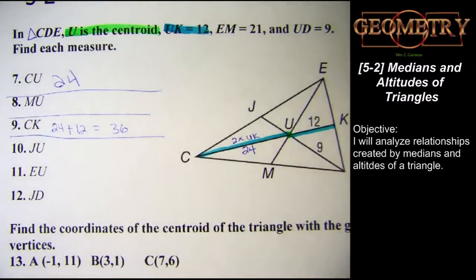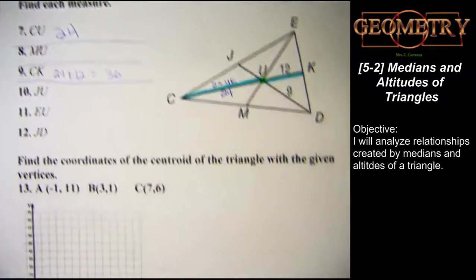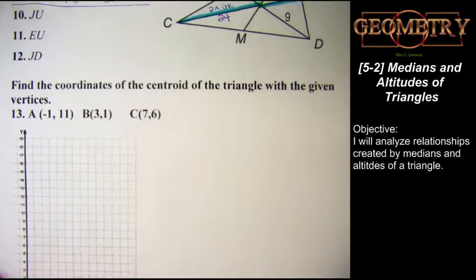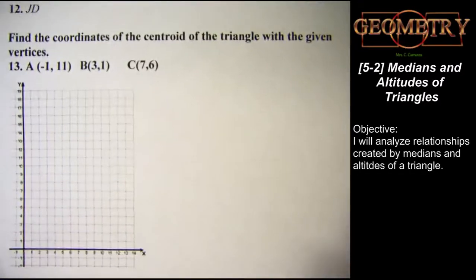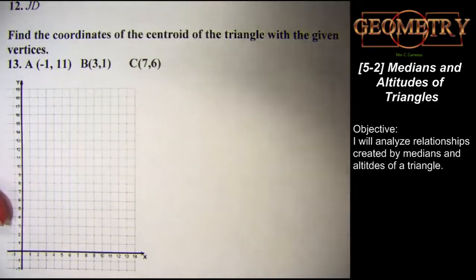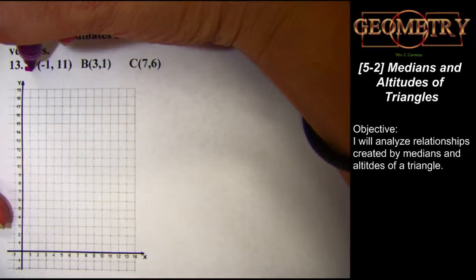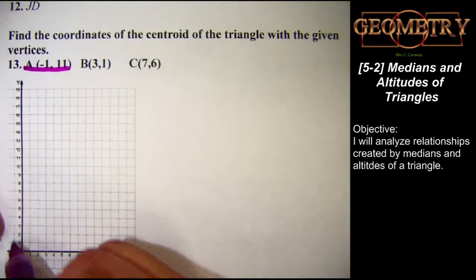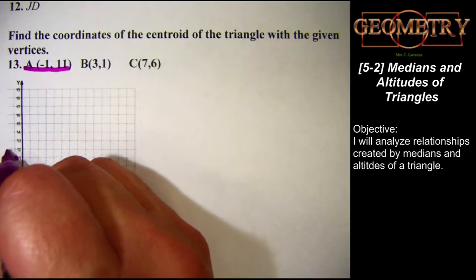One last example for the day, and that is using coordinate geometry. So this is using your x, y coordinates. All right, first step, let's plot these points. Plot with me, guys. Here's A. A is at -1, positive 11. There's A.